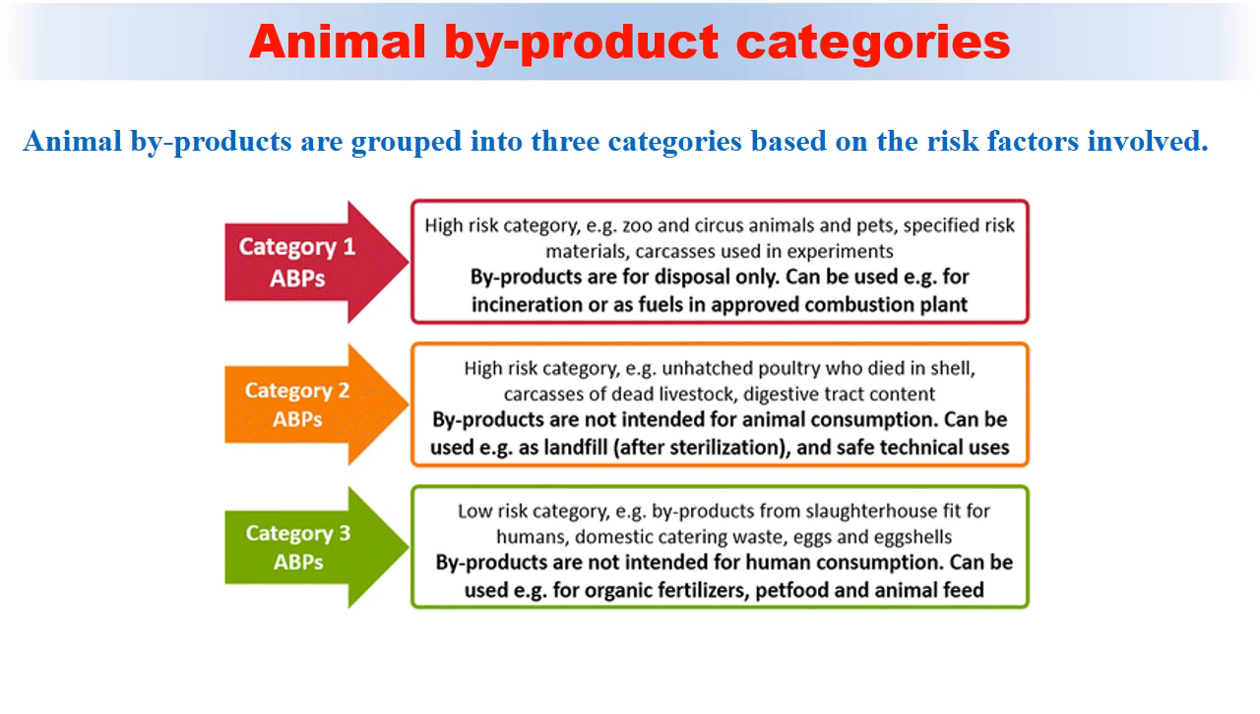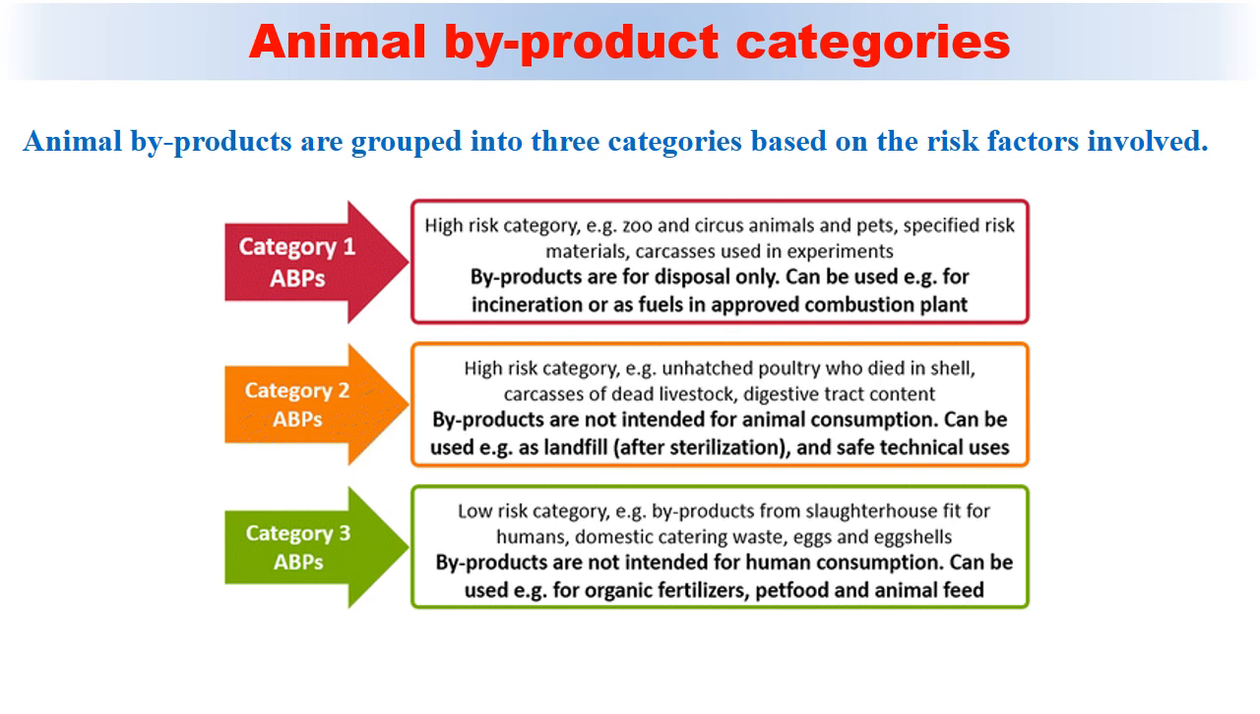Category 2, again a high risk category, comes from unhatched poultry that died in shell or carcasses of dead livestock and digestive tract content. All these are not intended for animal consumption, and can be used for landfilling after sterilization and safe for technical uses. Category 3 alone is suitable for pet food. Category 3 is the low risk category. For example, byproducts from slaughterhouse fit for human consumption. All the animals slaughtered for human consumption from which we get the byproducts are suitable for pet foods, and also the domestic catering waste, egg and egg shells.